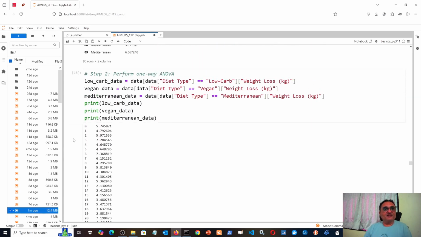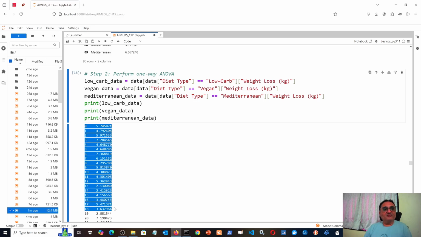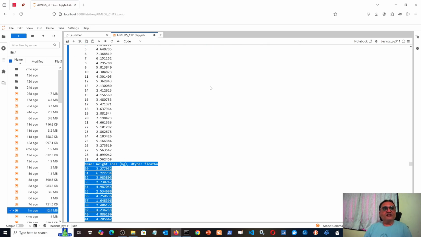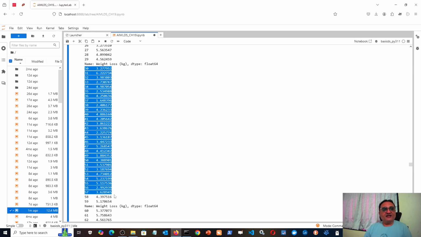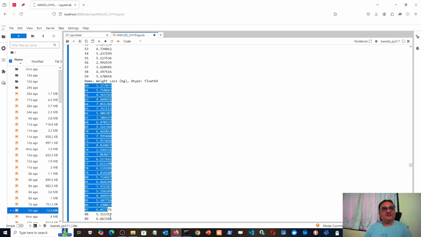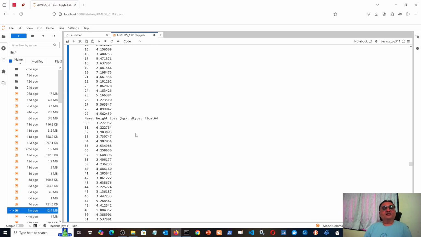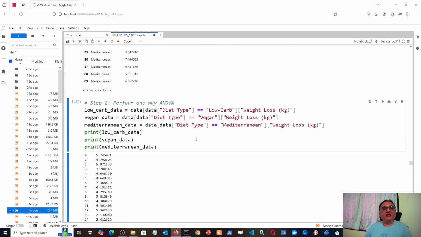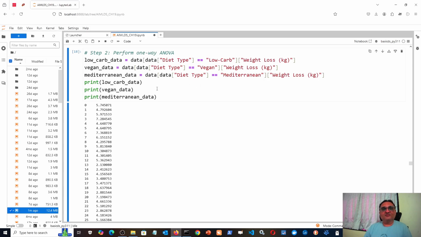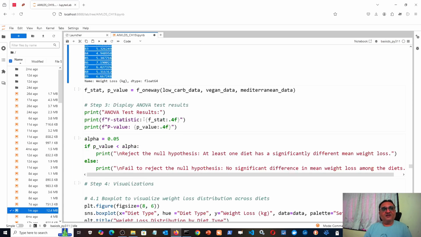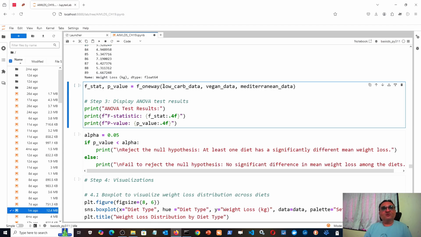So this is for the first, which data? This is low carb data. Only mean weight loss is kept. This is the second data, that is vegan data, and this is the third data, the Mediterranean data, and you have kept only one column, the weight loss column, right? So you took subsets and you got 3 data sets. Now you compare those 3 groups.